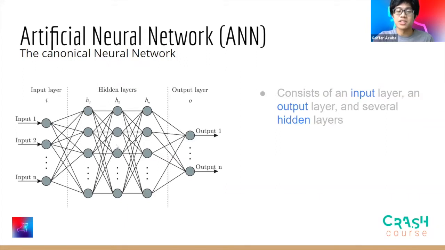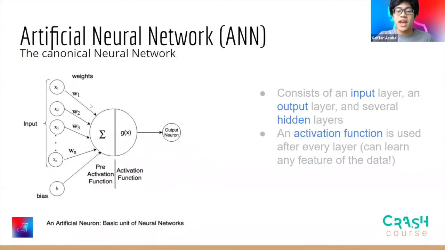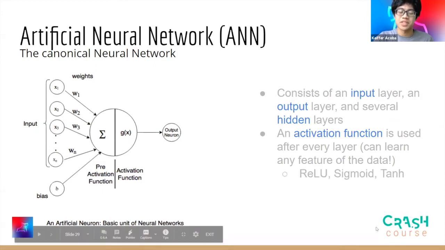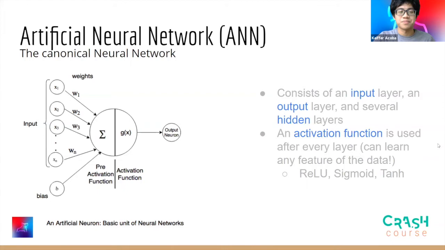The most important thing about a neural network here is, let's zoom in on one of these nodes. Every node has what we call an activation function. And this is the most important thing about a neural network. It allows us to learn any feature of the data. If you're mathematically minded, you might want to look into what's called the universal approximation theorem. What it says is that activation functions are what give neural networks their power and why they're so popular in learning about data. Some examples are ReLU, sigmoid, and tanh functions. So let's zoom back out.